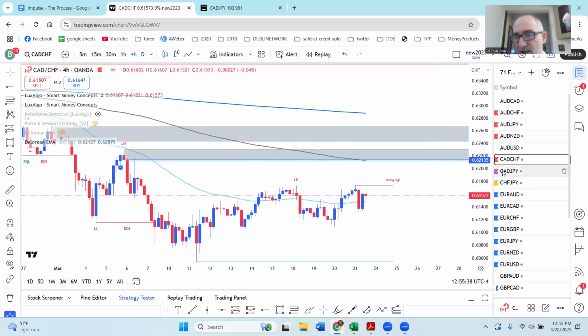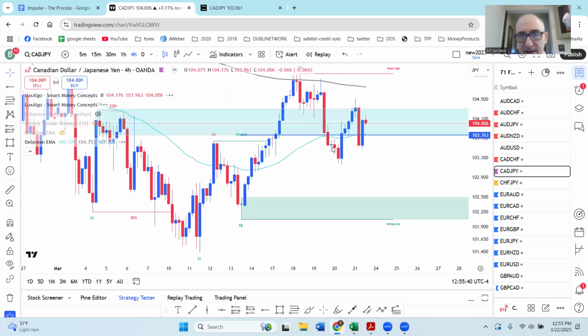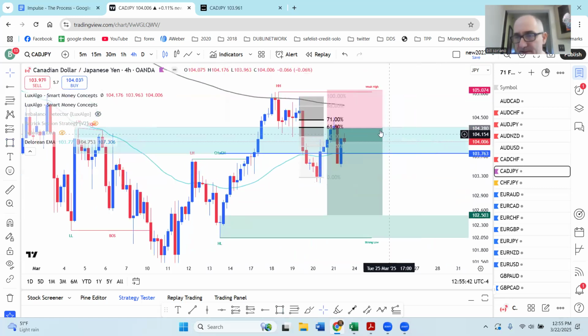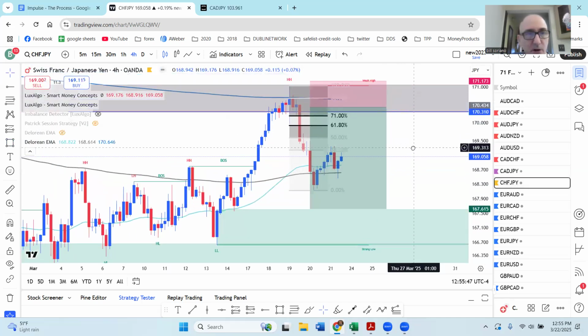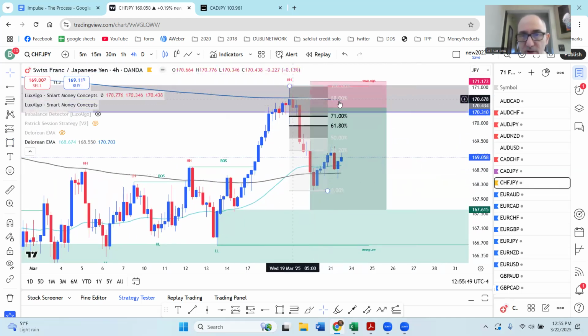Okay, so CAD, that's the trade that we currently have going. It's in profit right now. CHFJPY, we decided not to go with this anymore. There was a trade set up here.